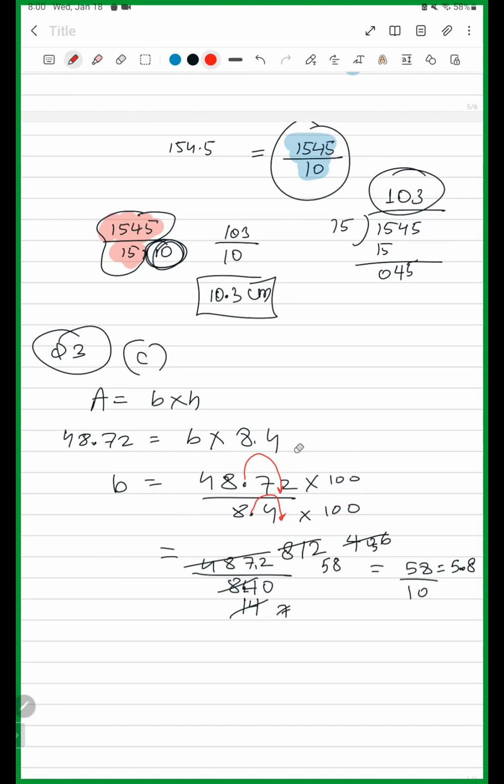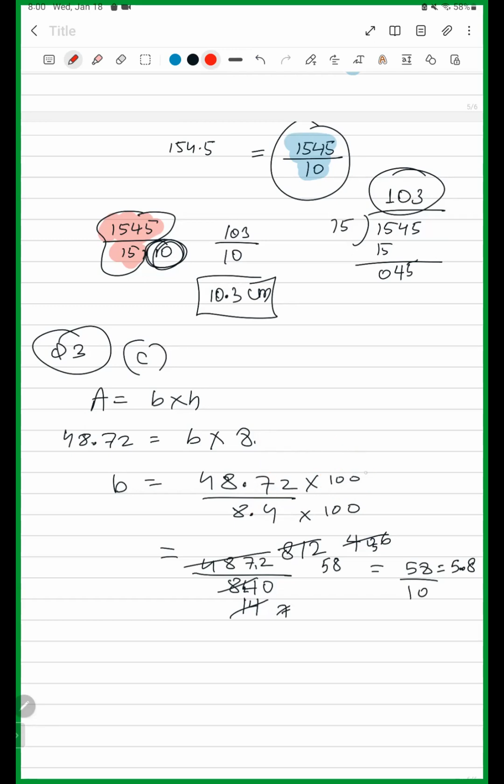Why and how did I know that? Oops, sorry, how did I know that? I saw that above I have to multiply in such a way that these two decimal places go away. So that's why I've multiplied with 100, because it has two zeros. Okay, so two decimal places, so two zeros.